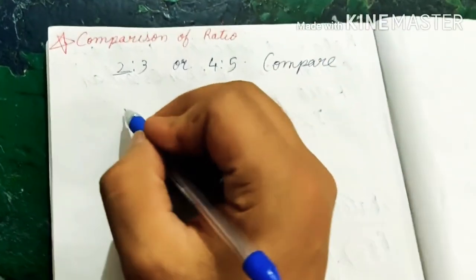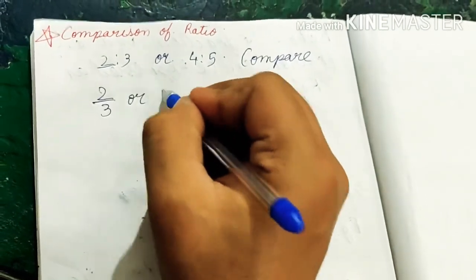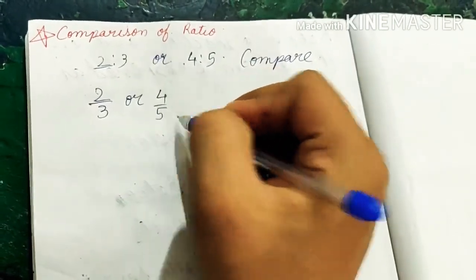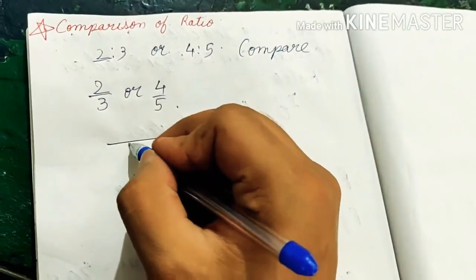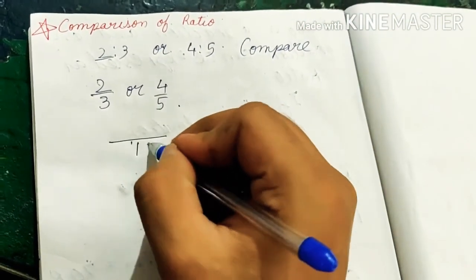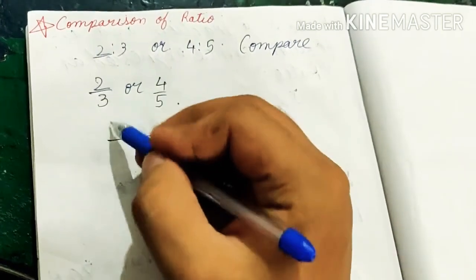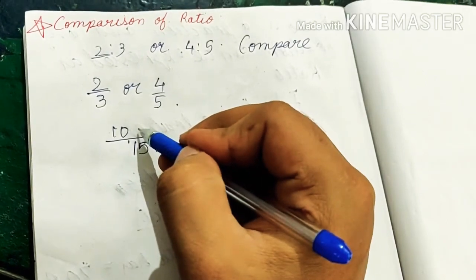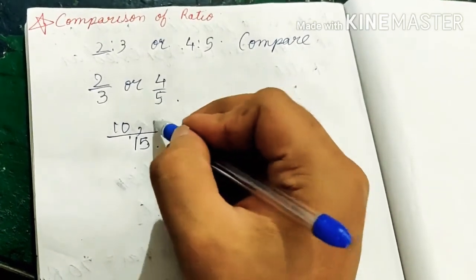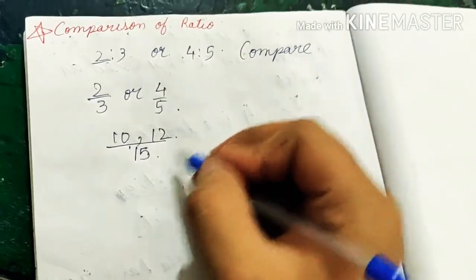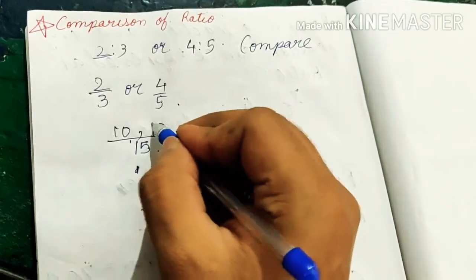It is a simple way, like we did in fractions. We will change the ratios into fractions and then we will find their LCM. 3 and 5, LCM is 15. 15 divided by 3 gives 5, 5 into 2 is 10. 15 divided by 5 is 3, 3 into 4 is 12. So 12 is greater.